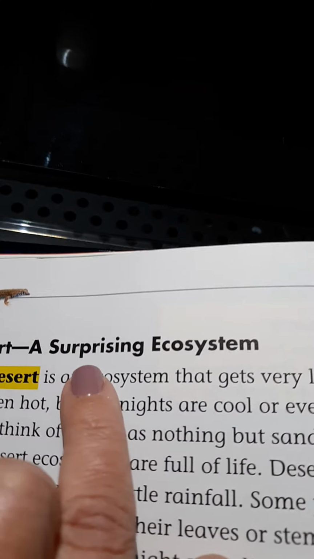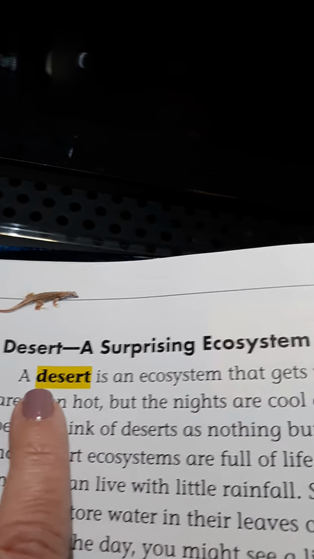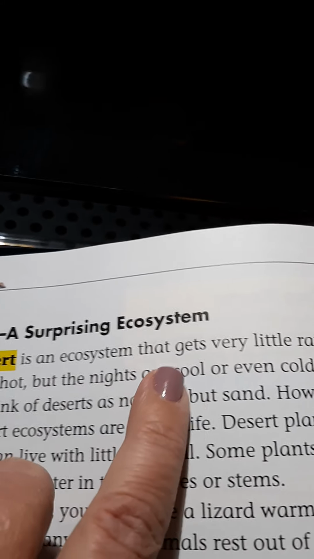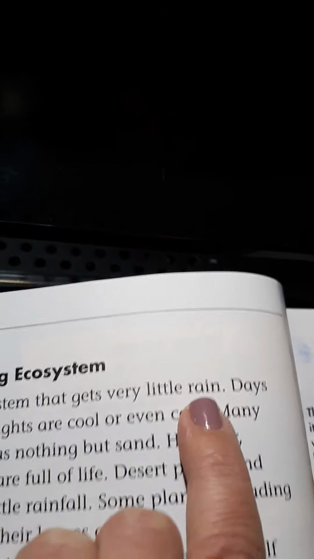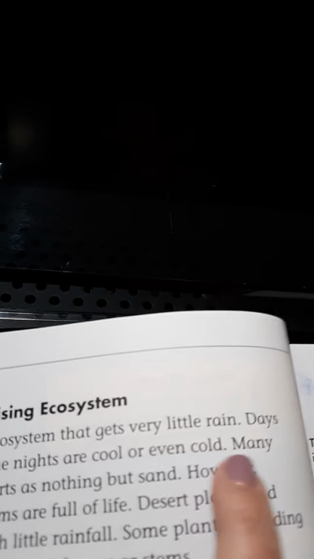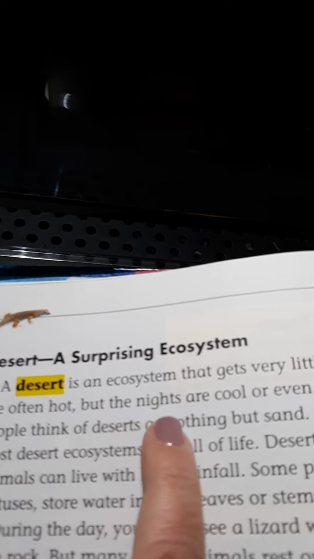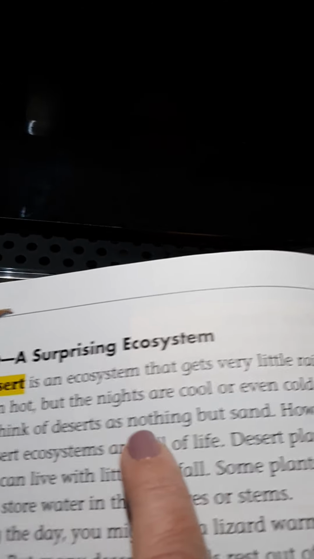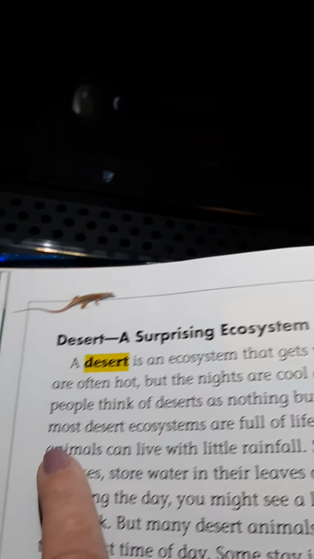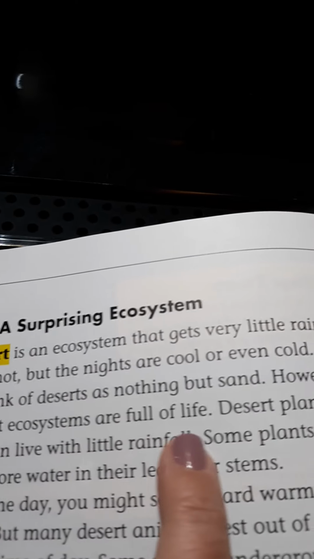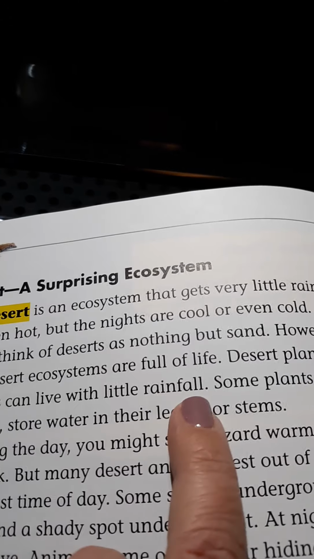So now we're going to be on page 78. All right, a desert, a surprising ecosystem. A desert is an ecosystem that gets very little rain. For example, where we live is actually a desert ecosystem. Days are often hot, but the nights are cool or even cold. Many people think of deserts as nothing but sand. However, most desert ecosystems are full of life. Desert plants and animals can live with little rainfall.